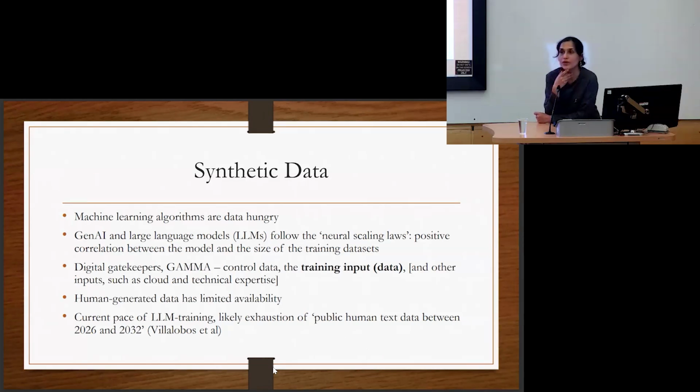Now, why this is important is because the entire generative value chain that I'm talking about is completely data dependent, and it follows what we call the neural scaling laws. What is meant by that is that there's a positive relationship between the model and the size of the training data sets. So when we were talking about parameters about 2 minutes ago, we were saying the larger the number of parameters, the better the model, right? Where does that come from? That comes from the neural scaling laws.